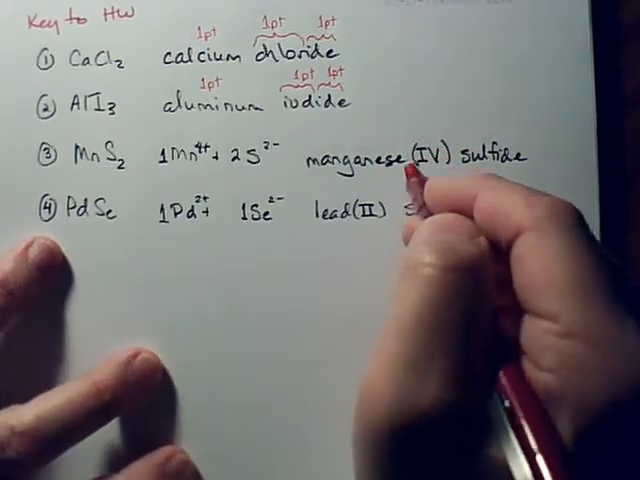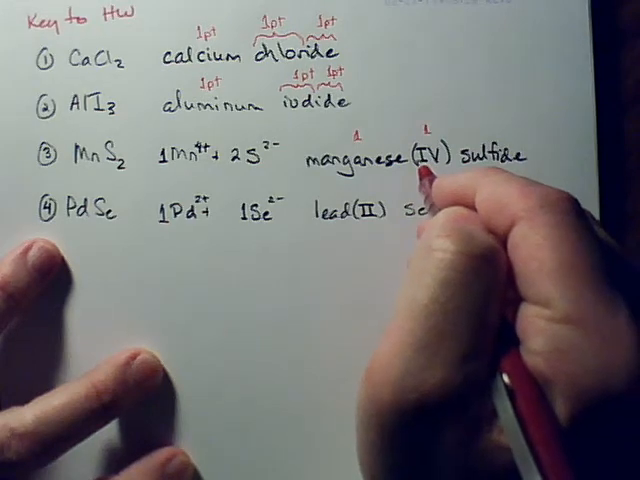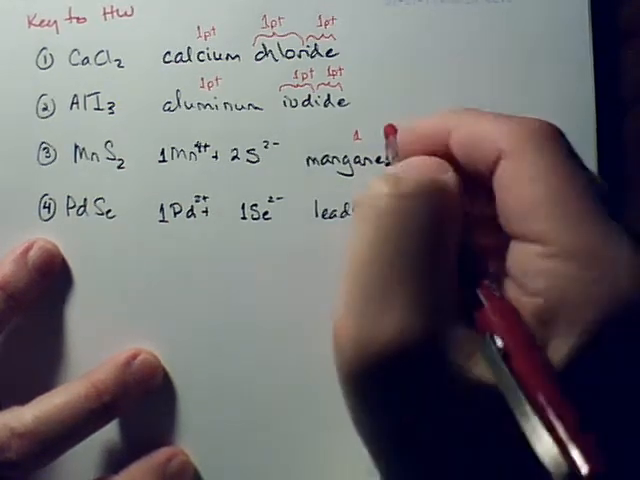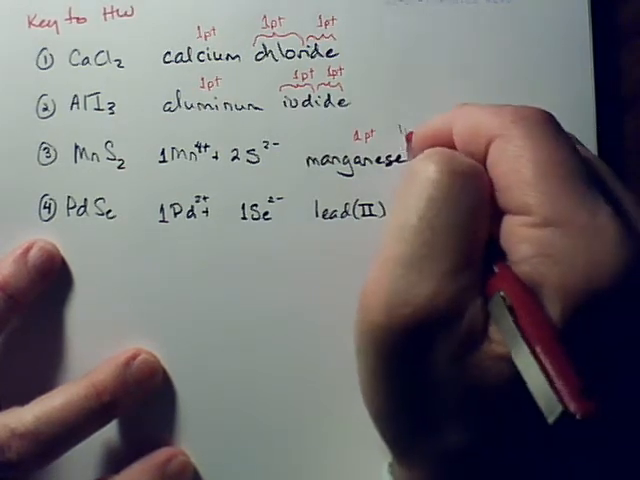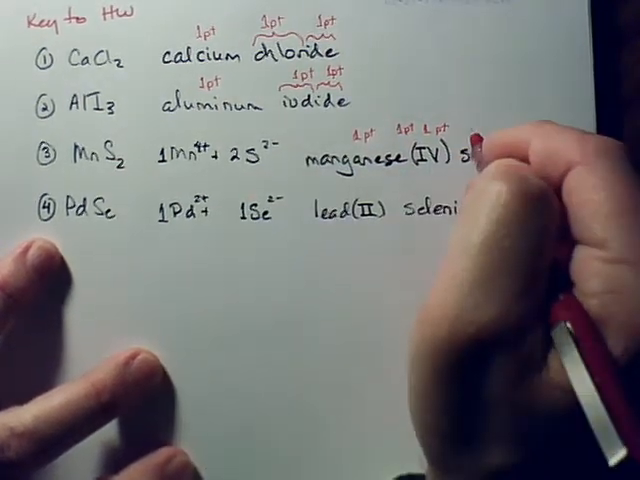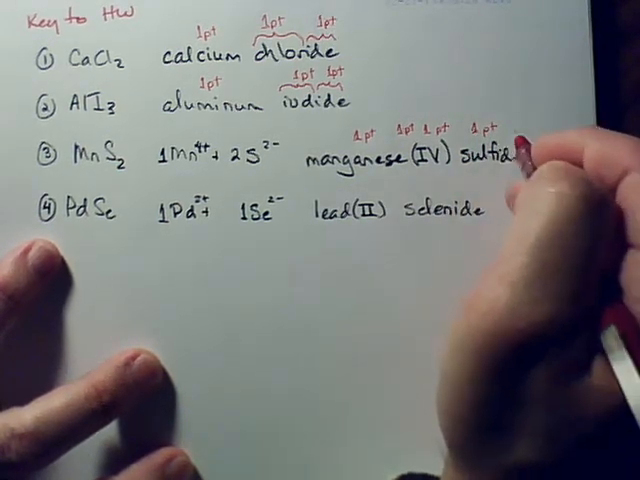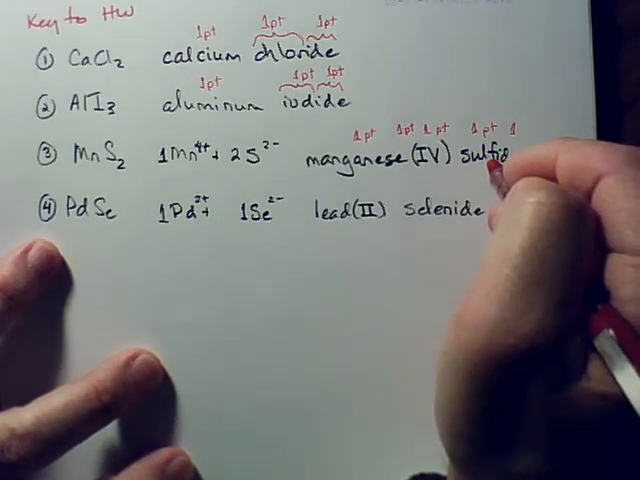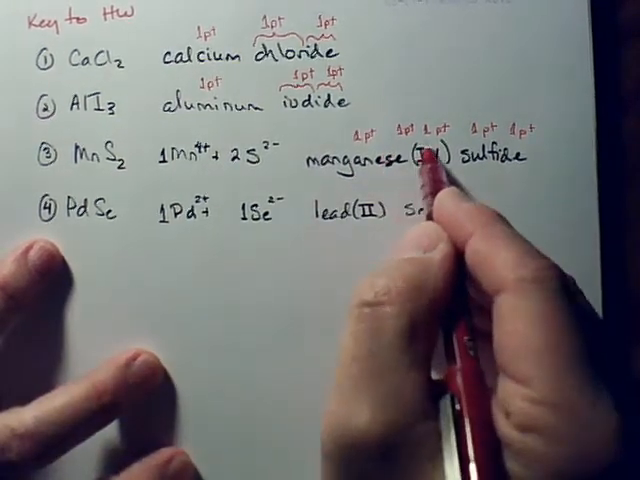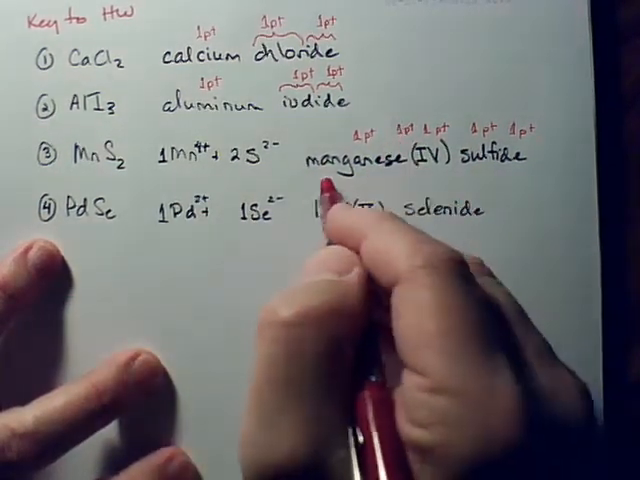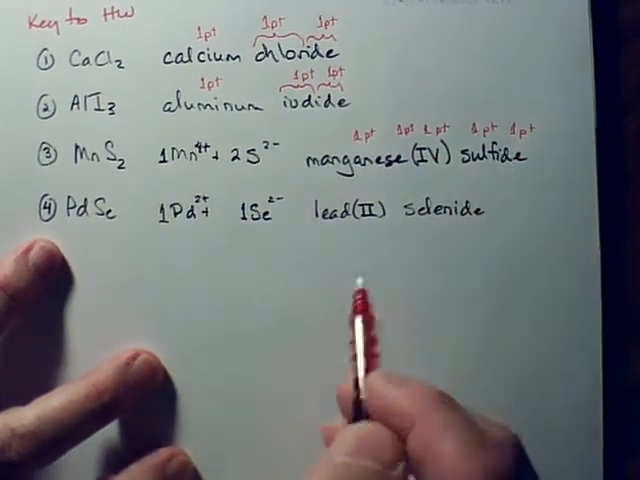Down here, we're going to have a point for manganese, a point for the correct Roman numeral, a point for putting that Roman numeral in parentheses, and a point for the sulf prefix and the -ide suffix, okay? So that one's worth 5 points, okay? So manganese, parentheses, Roman numeral. That's where those 3 points come from. Sulf and -ide is where those 2 points come from.